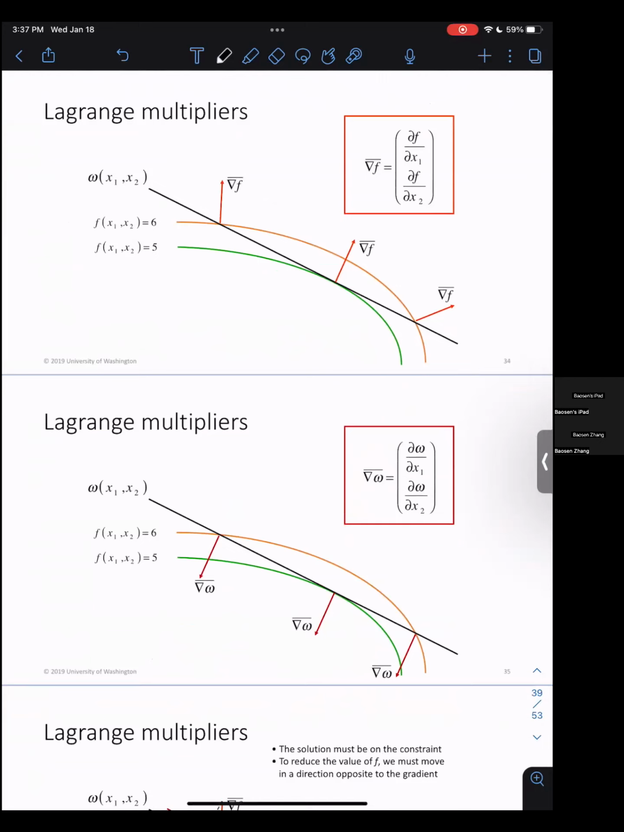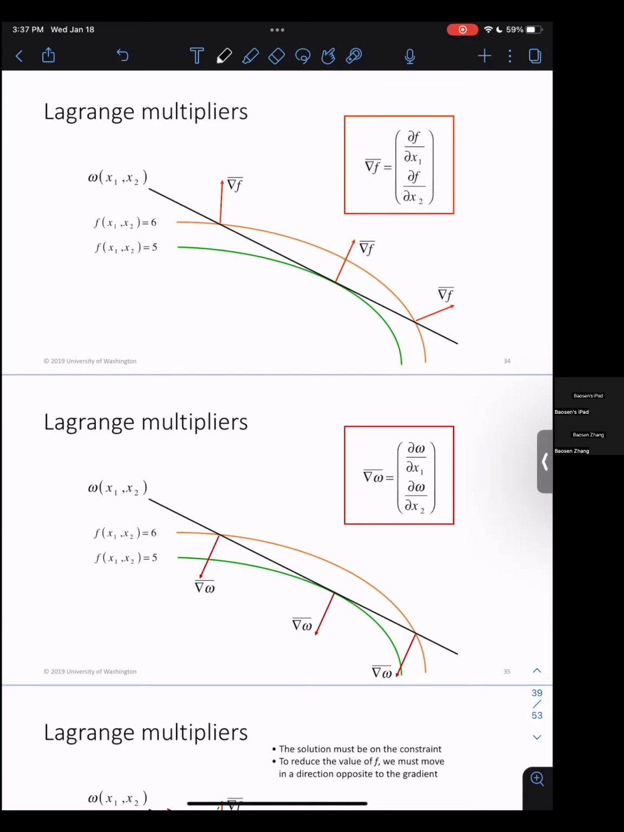So the Lagrangian multiplier is the idea that you can take a derivative of your function. Now let me also take a derivative of my constraint. What does the derivative of your constraint mean in this case? Well, the derivative of this linear constraint is basically telling you how this linear function changes as a function of x1, x2. Okay, so that's the derivative of your constraint.